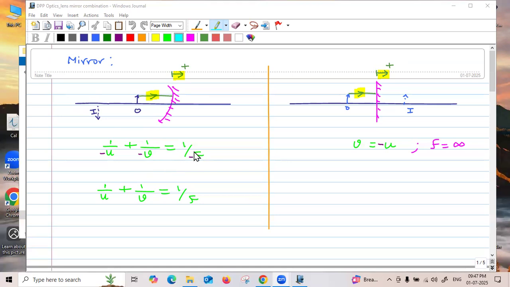So I'll put a minus sign to make these terms positive. And I can cancel the negative sign to get this formula. Then I remove the formula, I'll get the terms, and then I'll fix the sign.